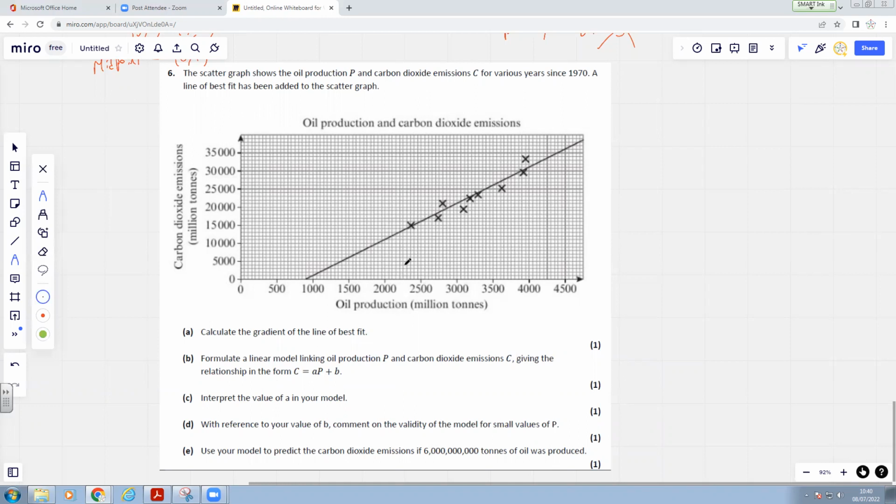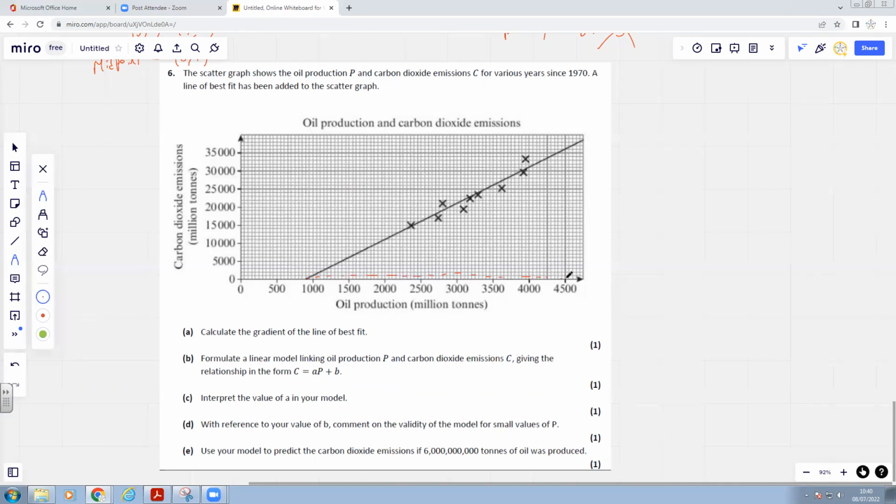Calculate the gradient of the line of best fit. Okay, I'm going to take this line of best fit. This is why I don't like it, because you get ugly numbers. You always get ugly numbers in modeling. It's just the way it is. You're better off in many ways making your triangle as big as possible.